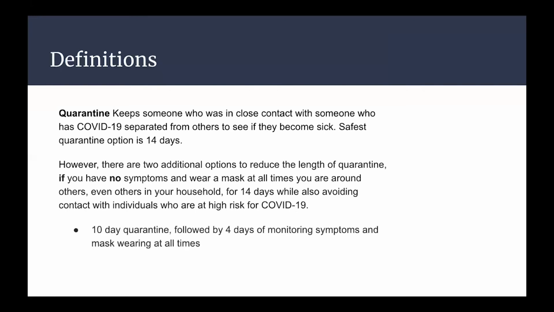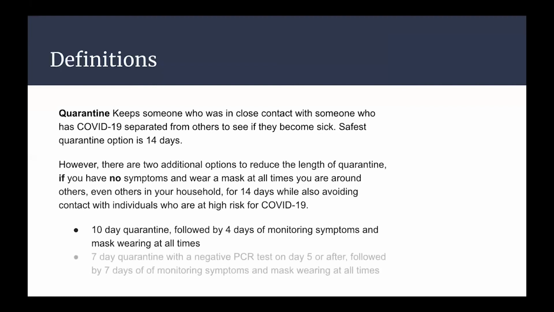First, a 10-day quarantine if there have been no symptoms, followed by 4 days of monitoring symptoms, social distancing from high-risk individuals, and wearing a mask at all times. Second, a 7-day quarantine if there is a negative result from a PCR test taken on or after day 5 of quarantine, followed by 7 days of monitoring symptoms, social distancing from high-risk individuals, and wearing a mask at all times.